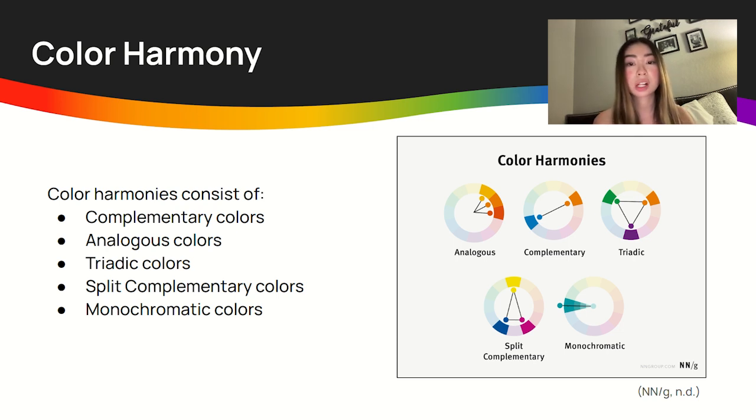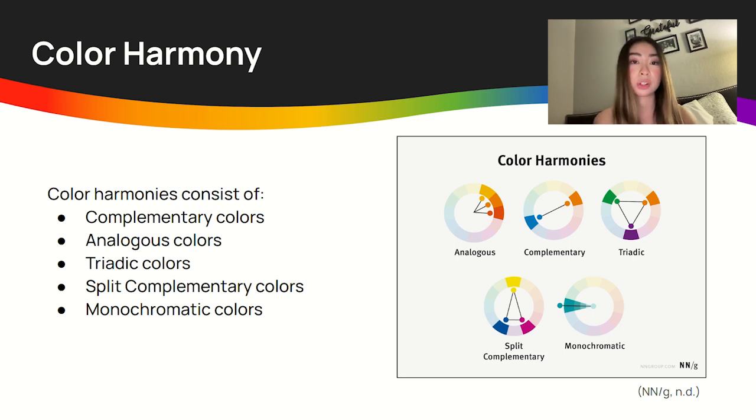Analogous colors are three colors next to one another. Complementary colors are two colors on opposite sides of the color wheel. For example, orange and blue. And triadic colors are three colors which are equally spaced around the wheel. Split complementary colors use a base color and two colors on either side of its complementary color.